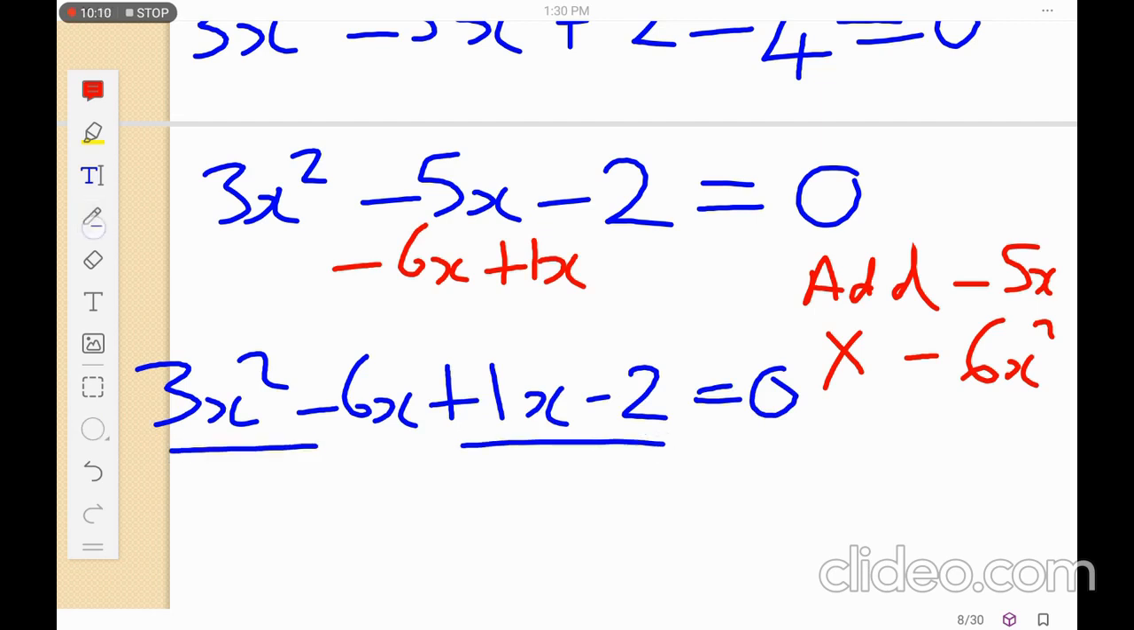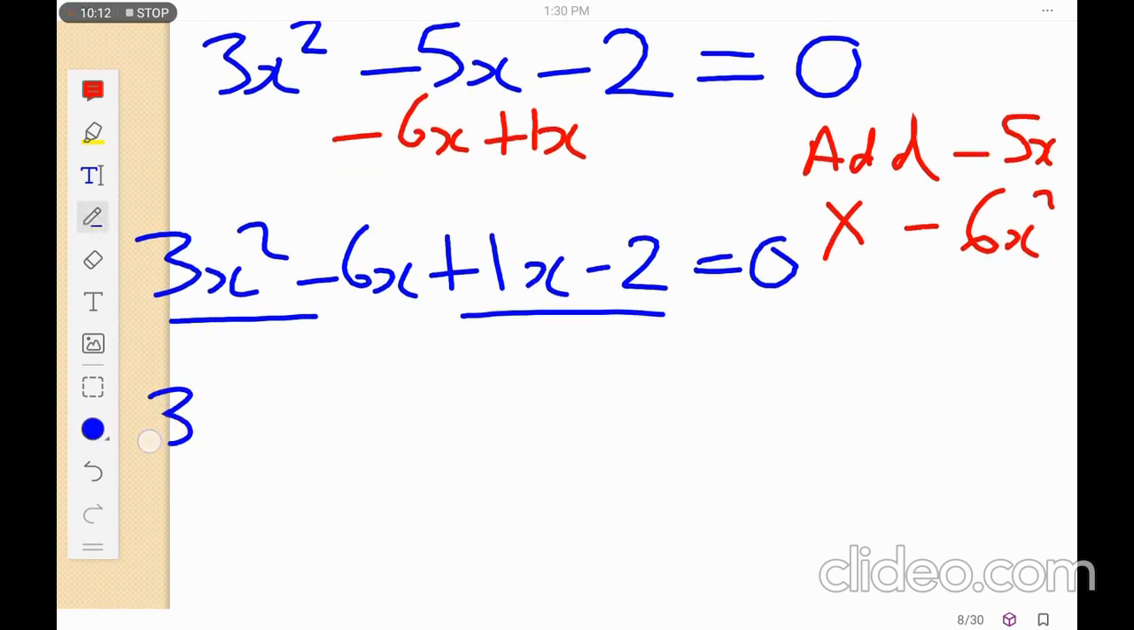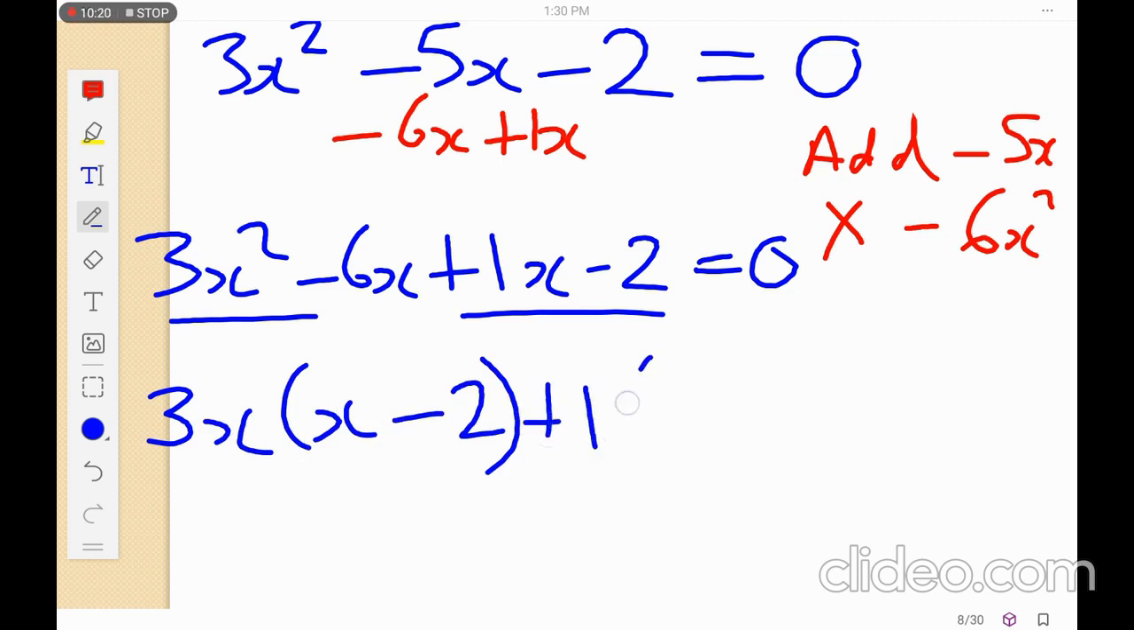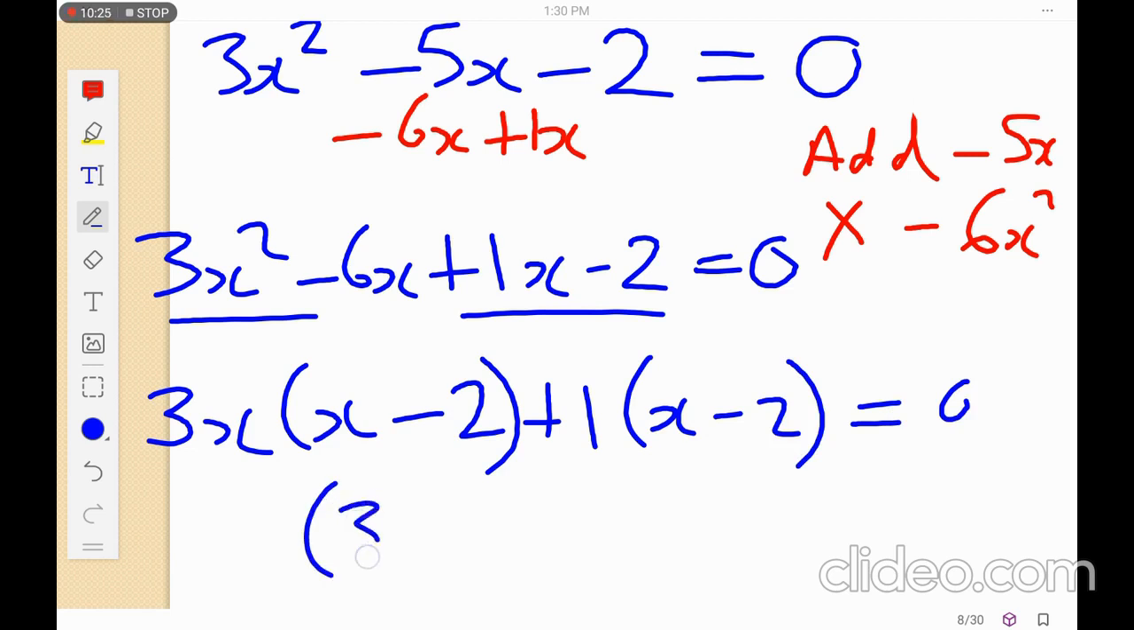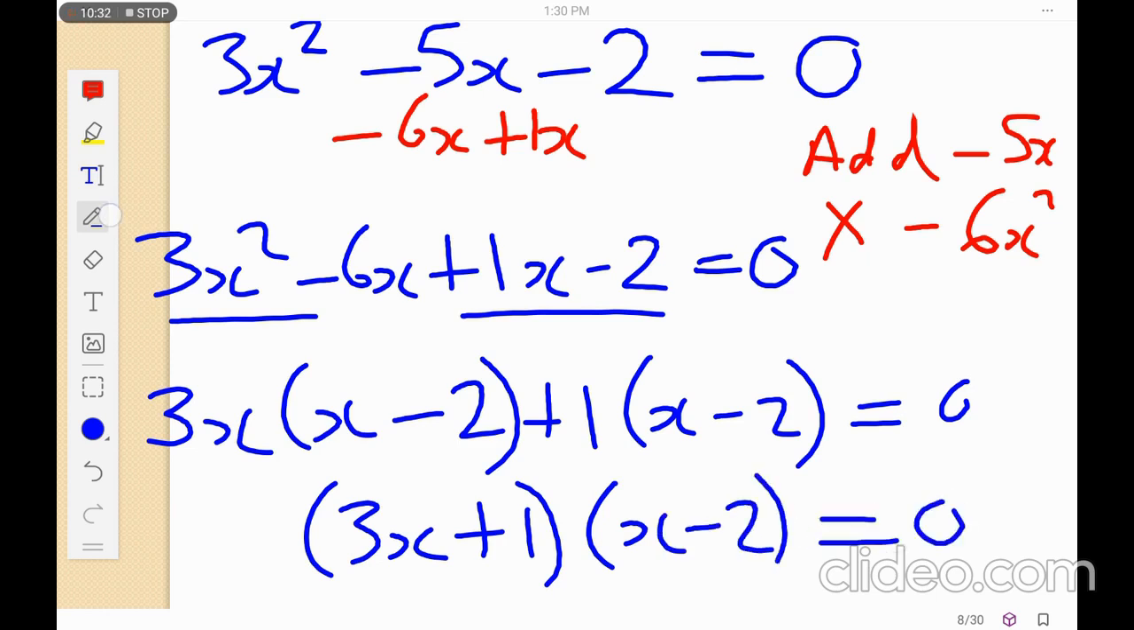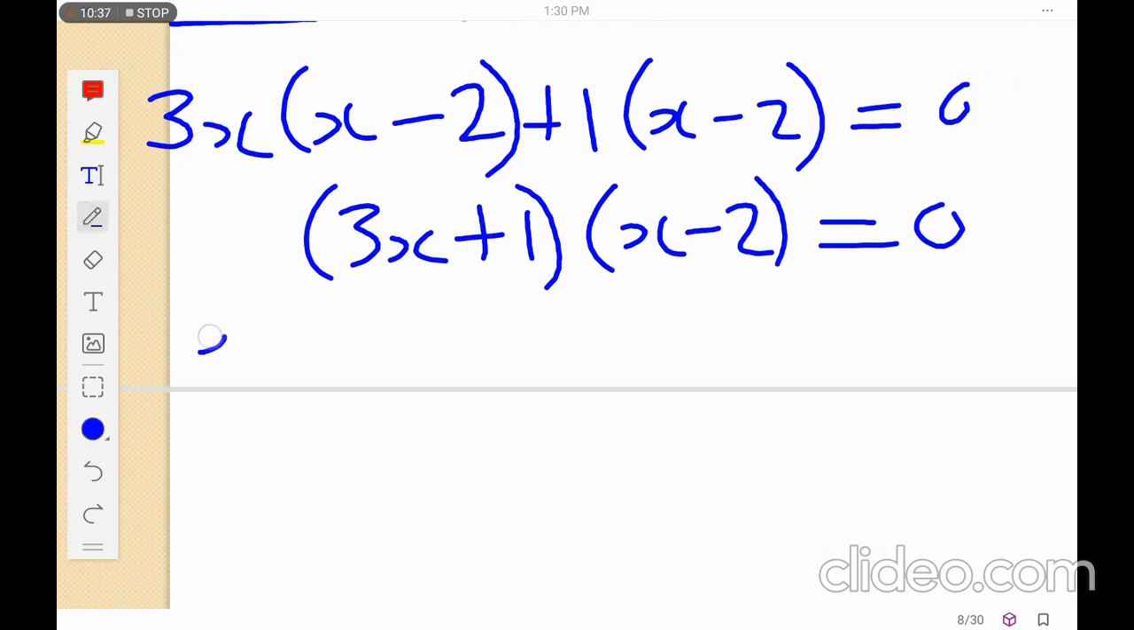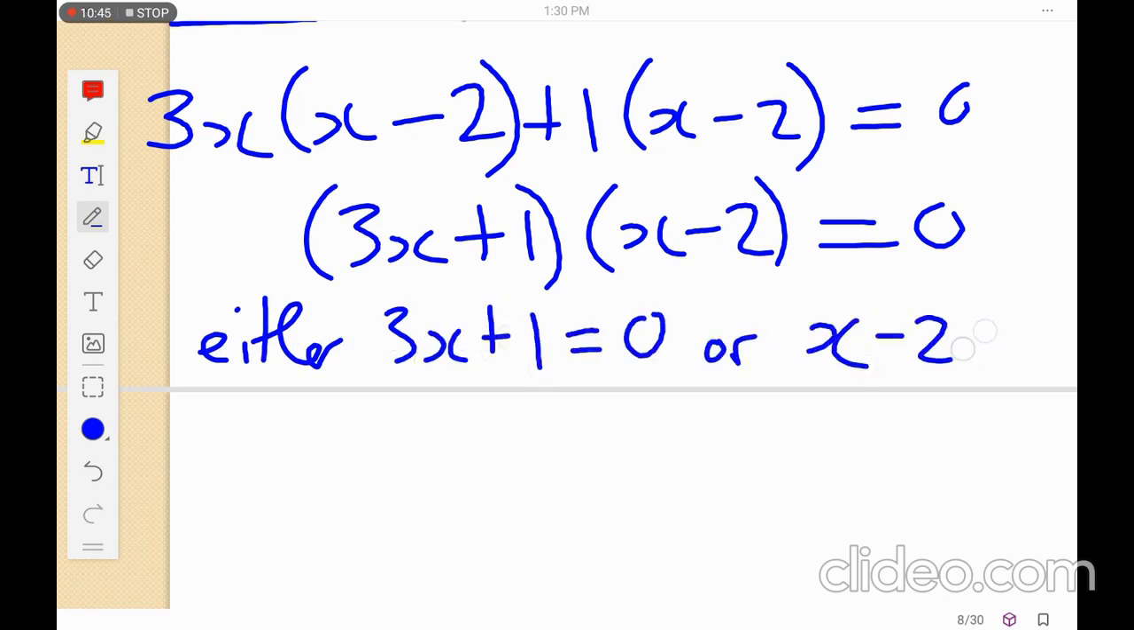Grouping and factorizing these pairs, I have first factor, I have 3x, then I'll remain with x minus 2. Then the second one I can take plus 1 and remain with x minus 2, then is equal to 0. So the factors that I have are 3x plus 1 and x minus 2 is equal to 0. So we can now say either 3x plus 1 is equal to 0 or x minus 2 is equal to 0.